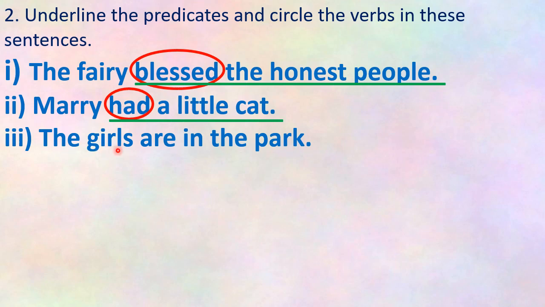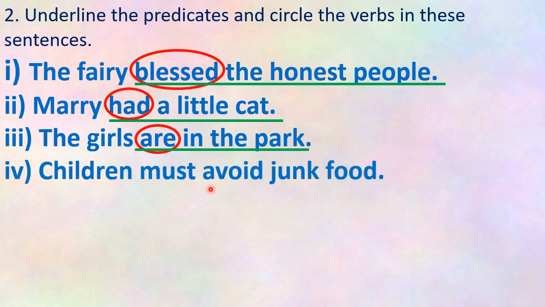Now this sentence is about girls. The girls are in the park. So are in the park is the predicate. And what is the verb here? The verb is are. Next, children must avoid junk food.